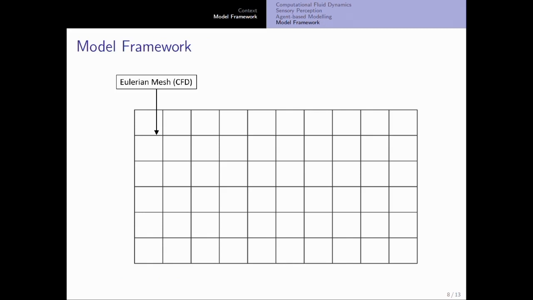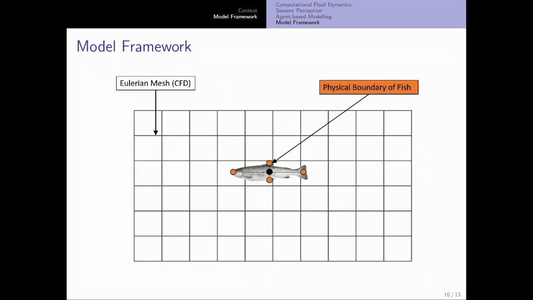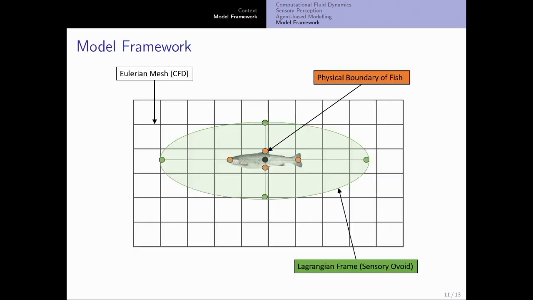So we start with the Eulerian mesh, nice and simple, output from our CFD, and then we add a fish into the domain, and we give the fish some physical boundary. So we ensure that whatever the fish does is physically appropriate and it doesn't try to fit through tiny gaps, which it used to. And then we add in a Lagrangian reference frame, which gives us our sensory ovoid. Within this ovoid, this three-dimensional volume, the fish is able to sample wherever it wants because it knows what's going on within there.